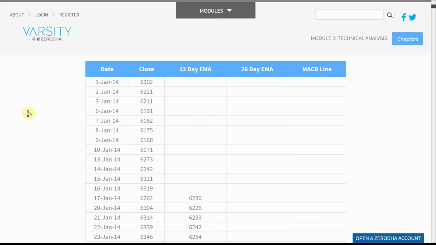The 6th of January 2014, 6191. The 7th of January 2014, 6162. The 8th of January 2014, 6175. The 9th of January 2014, 6168. The 10th of January 2014, 6171. The 13th of January 2014, 6273. The 14th of January 2014, 6242. The 15th of January 2014, 6321. The 16th of January 2014, 6319.